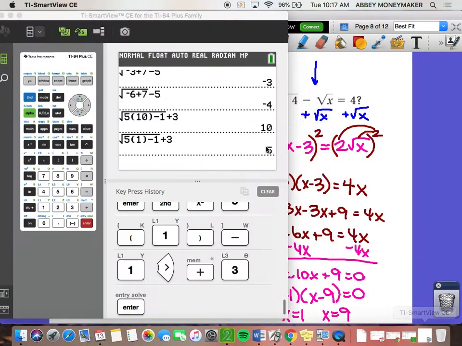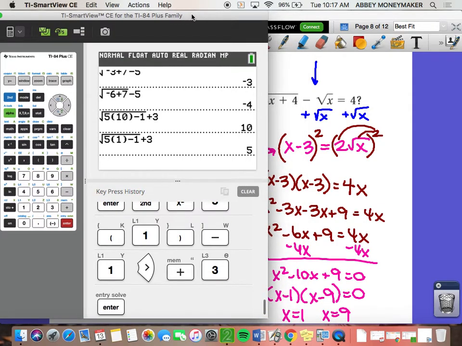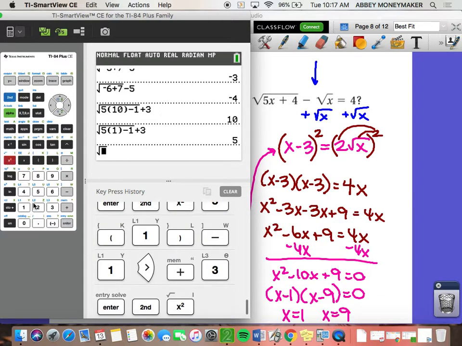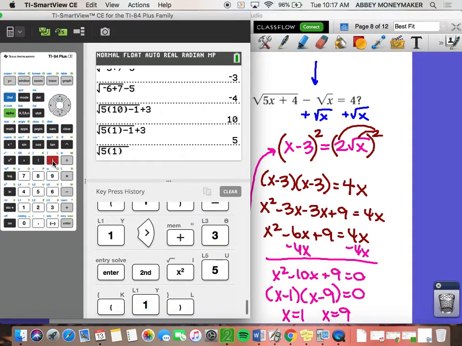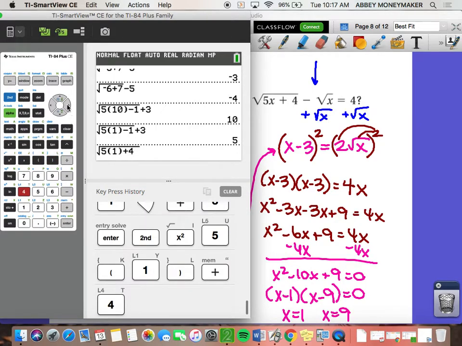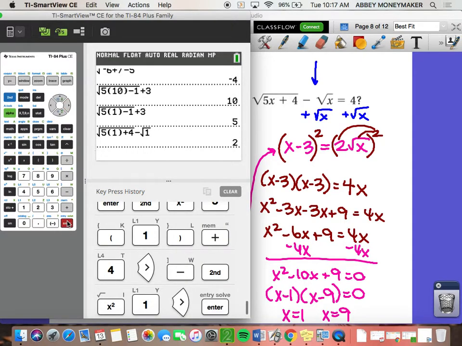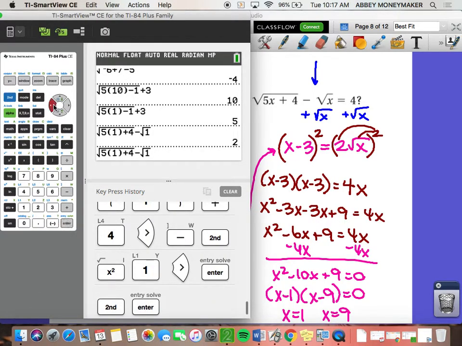So now let's go to our calculator and let's plug in 1 and 9 and let's see what happens. So we have the square root of 5 times 1 plus 4 and then minus the square root of 1. Does that in fact equal 4? No, that does not equal 4. So we know 1 does not work. Okay, let's do the second entry, and let's change those 1s to 9s.